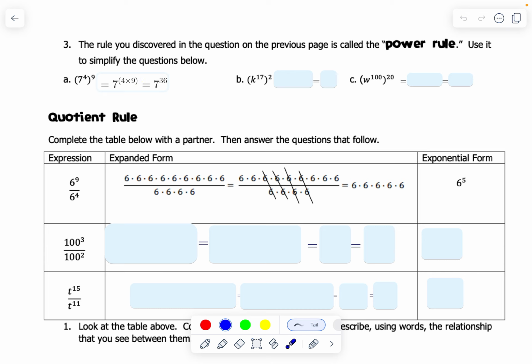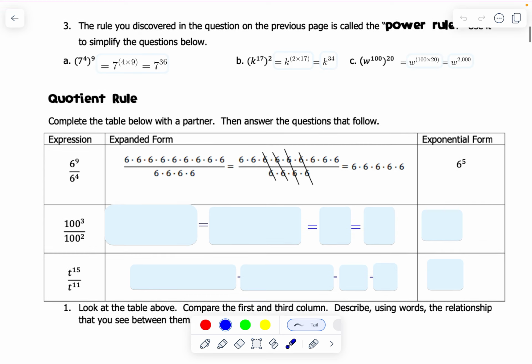So if I have 7 to the 4th to the 9th, I'm going to do 4 times 9 and get 36, so I'll have 7 to the 36. If I have k to the 17 squared, I'm going to multiply 17 and 2, get 34, so I'll have k to the 34. w to the 100 raised to the 20th is going to give me 100 times 20, or 2,000, so I'll have w to the 2,000. All right, that's another one of our rules down.